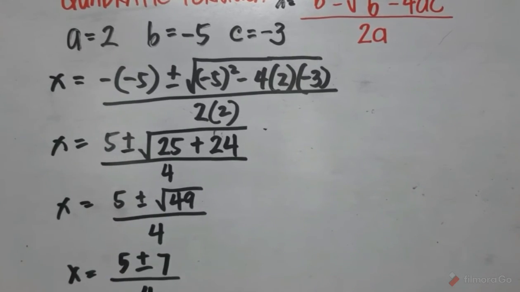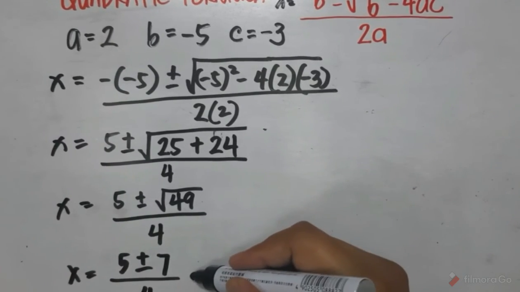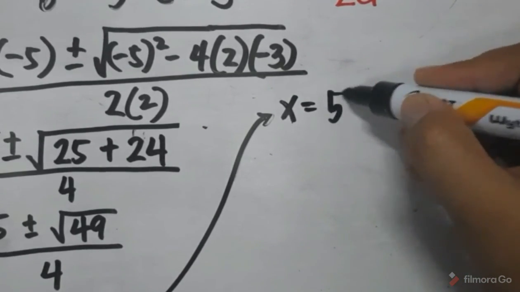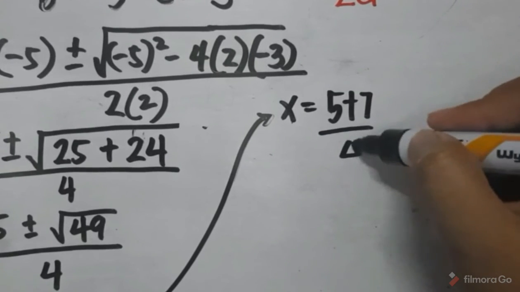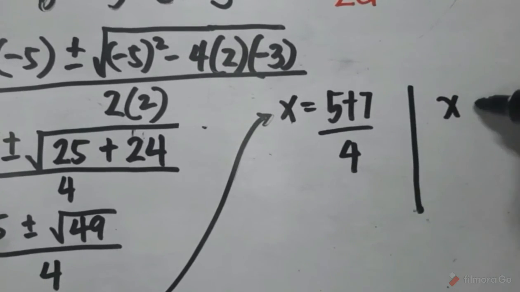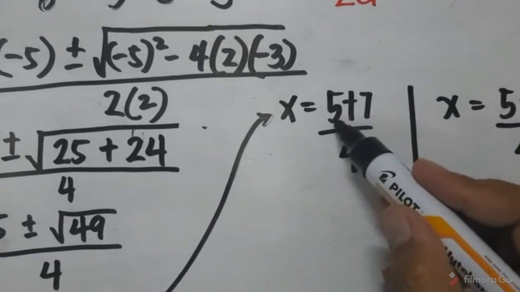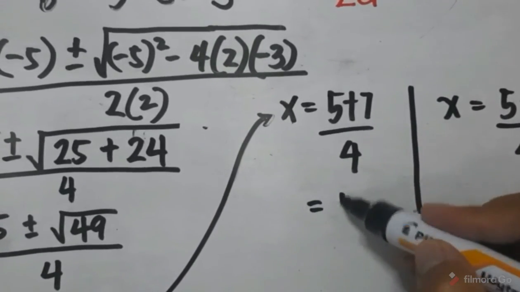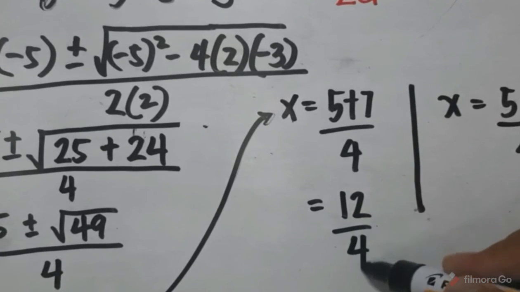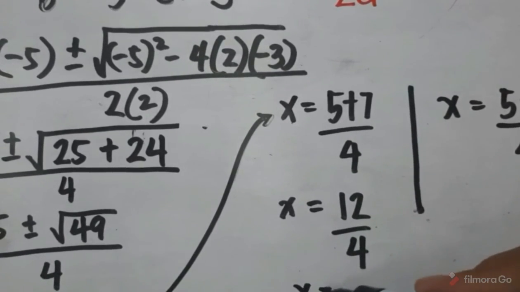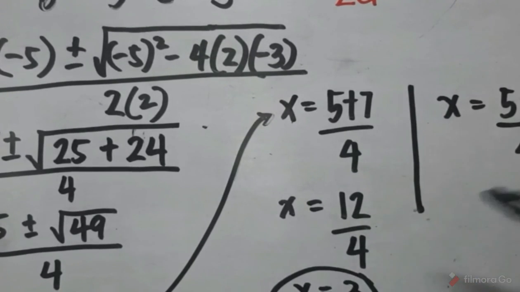So we rewrite this as x is equal to 5 plus 7 over 4, and the other one is 5 minus 7 over 4. So 5 plus 7 is 12 over 4. What is 12 divided by 4? Very good. So that would be x is 3.